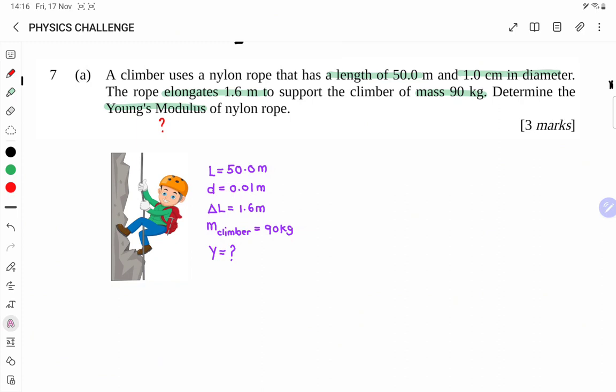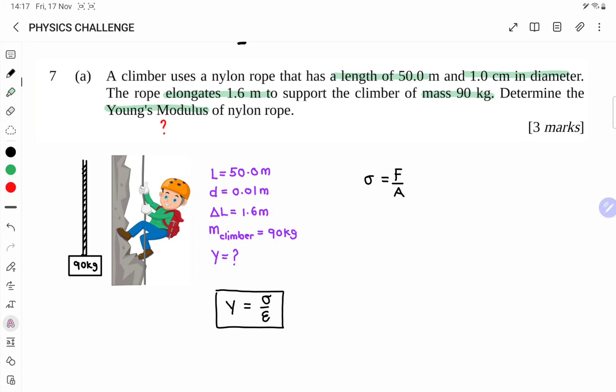Then the first thing to do is to extract all the information from the question. So this is the information, and then understand what the question wants. The question is asking for the Young's modulus. Just now we have looked at the formula: Young's modulus equals stress over strain. So now what you need to do is to find the value of the stress. Stress is equal to force over area.